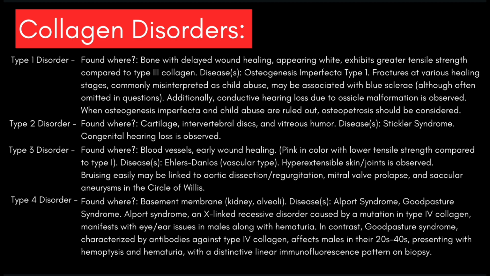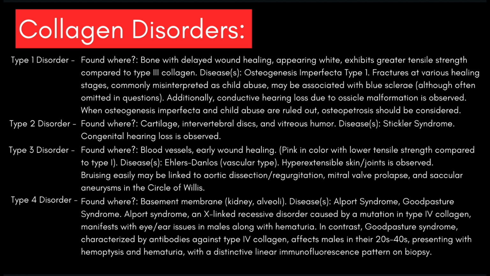In Ehlers-Danlos vascular type, you see hyperextensible skin and joints. You'll see easy bruising, which may be linked to aortic dissection and regurgitation. And you'll see mitral valve prolapse and saccular aneurysms in the circle of Willis. And that's it for Ehlers-Danlos.